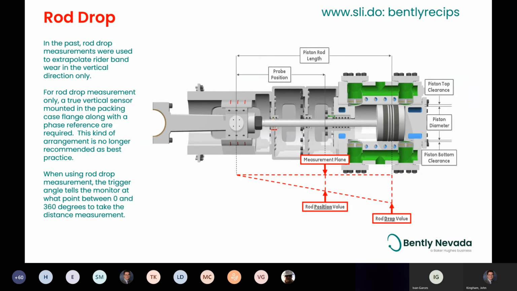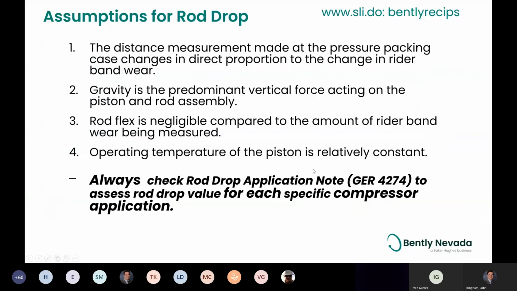That kind of arrangement was developed 20, 25 years ago, before we had the technology that we have today, and it was our best way of monitoring at that time. Our technologies have grown and our knowledge has grown considerably. So, again, if somebody talks about rod drop, we want to move that conversation over to rod position.